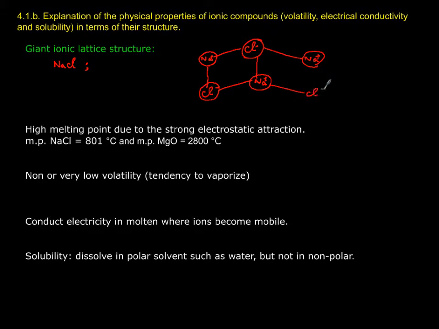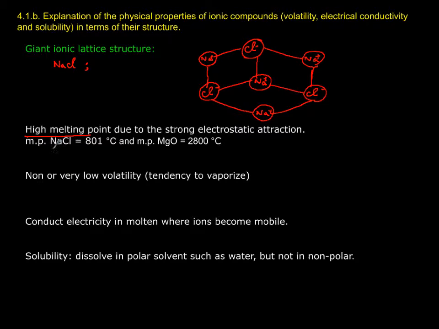Properties such as melting point, solubility, and volatility have to do with this structure. So this is a two-dimensional depiction of sodium chloride. This lattice structure goes on forever. They definitely are solid and have a high melting point because of the strong electrostatic attraction.